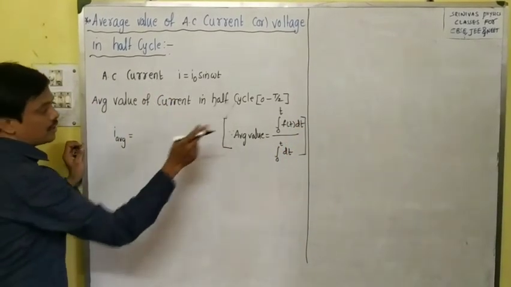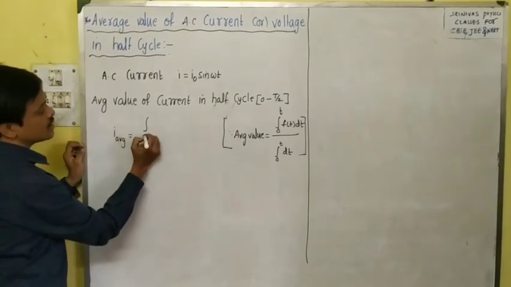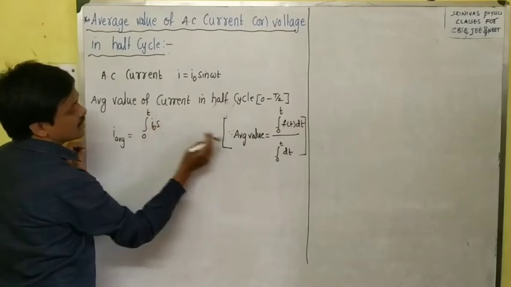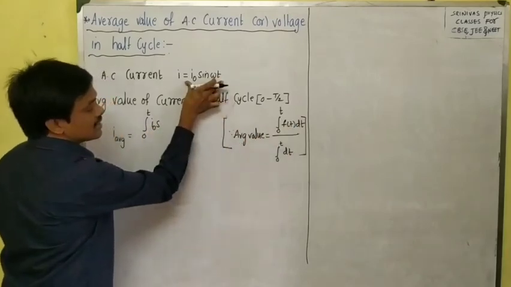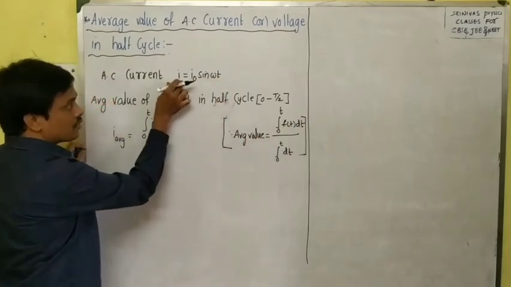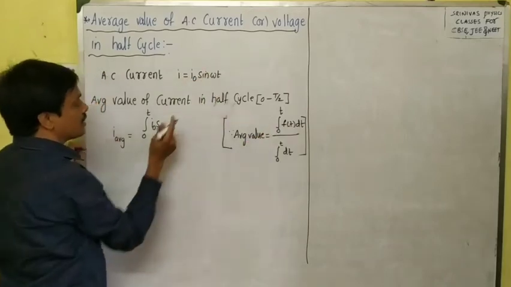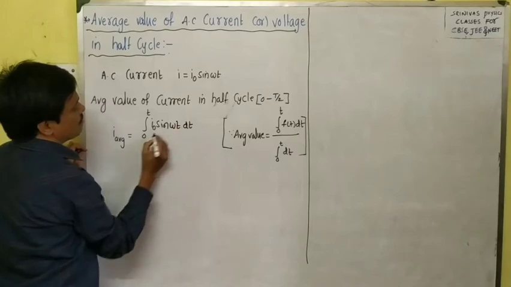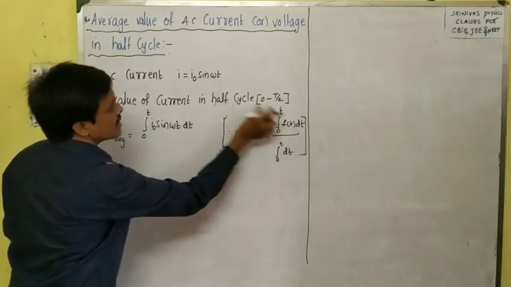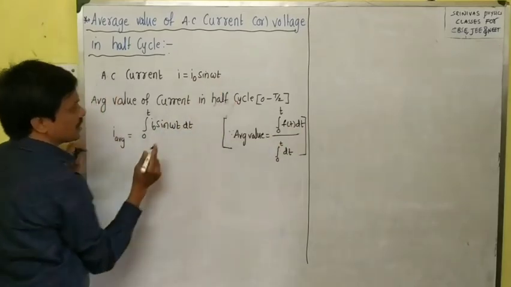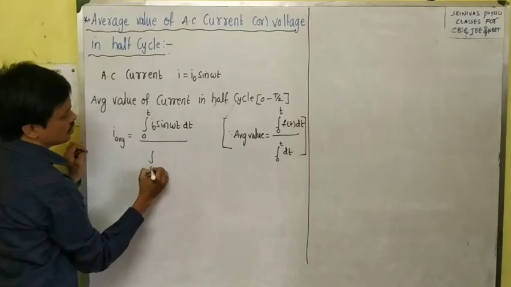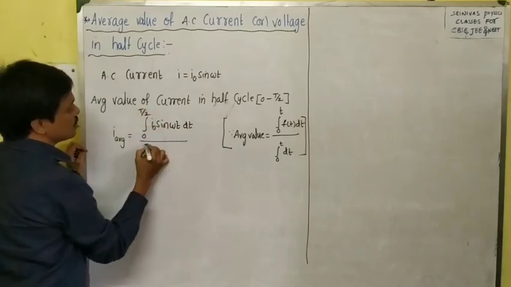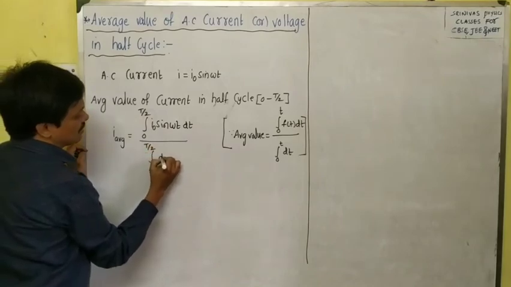And here we write the integration 0 to T. The function of time is current, since I want the average value of current, so we take the current function, I naught sin omega t dt. Limits we have to change, no? The limits are 0 to T by 2, dt.